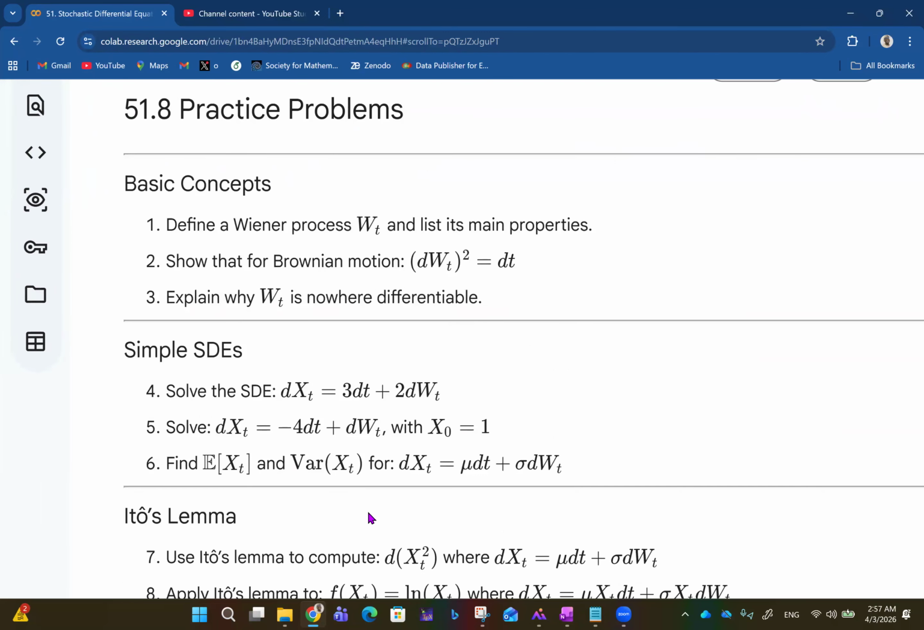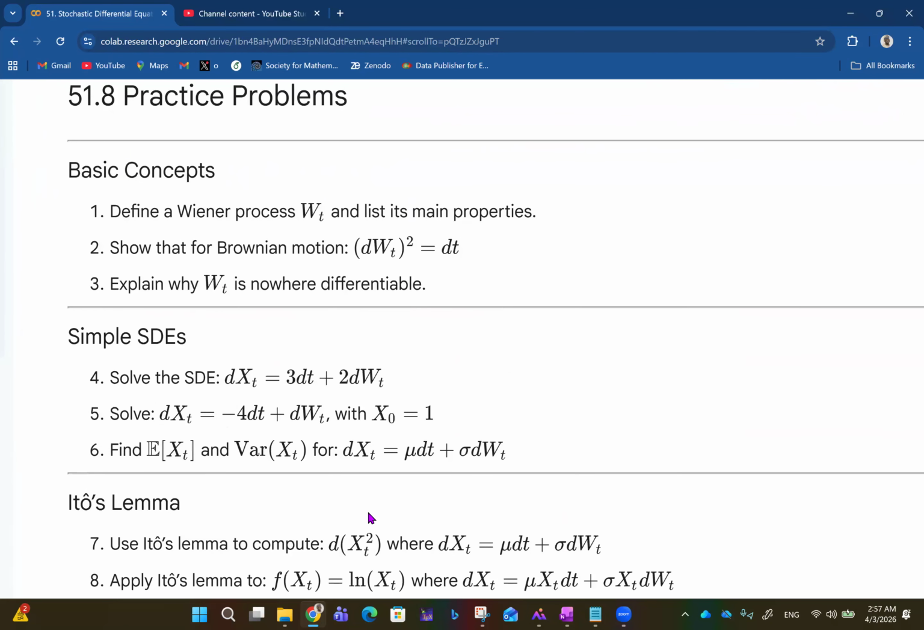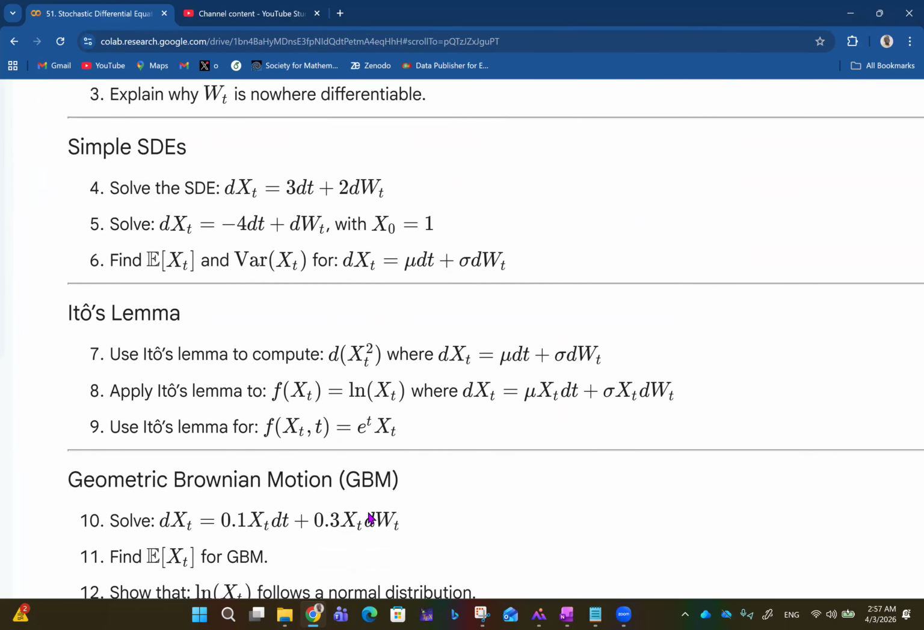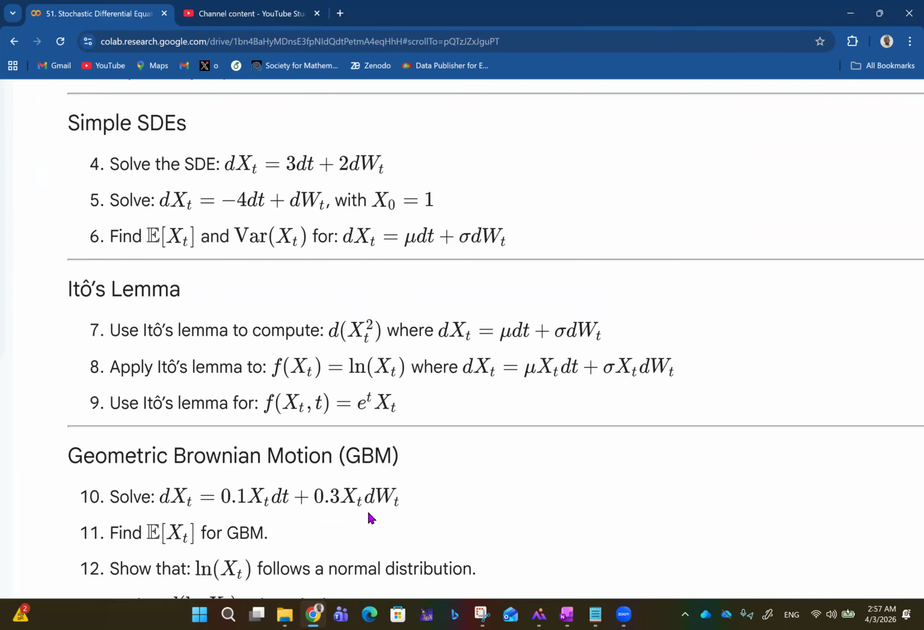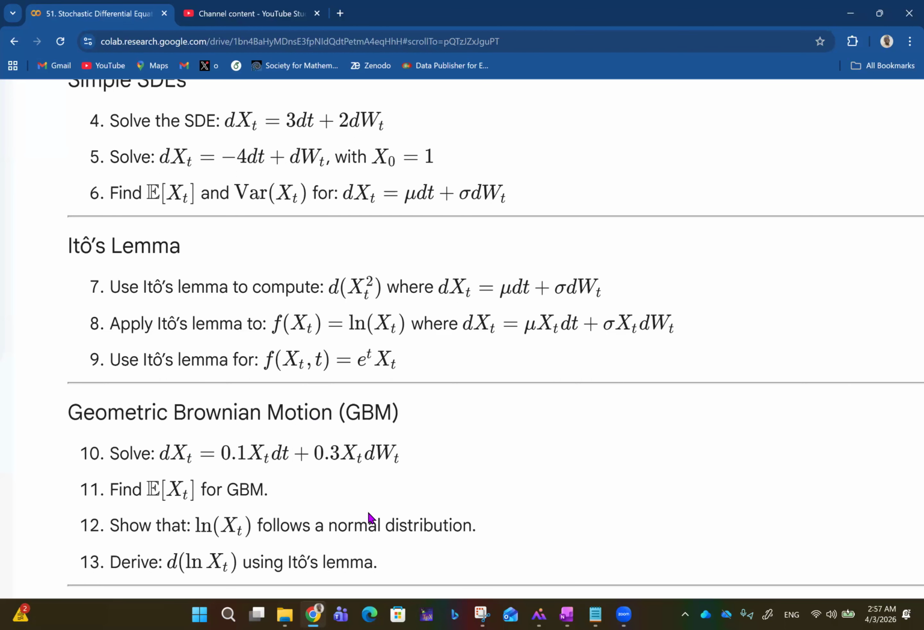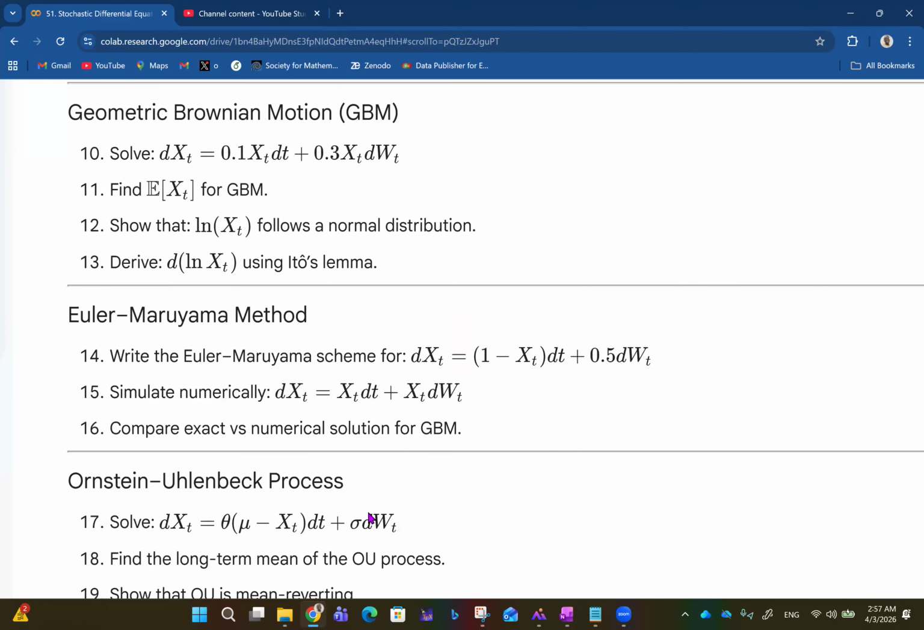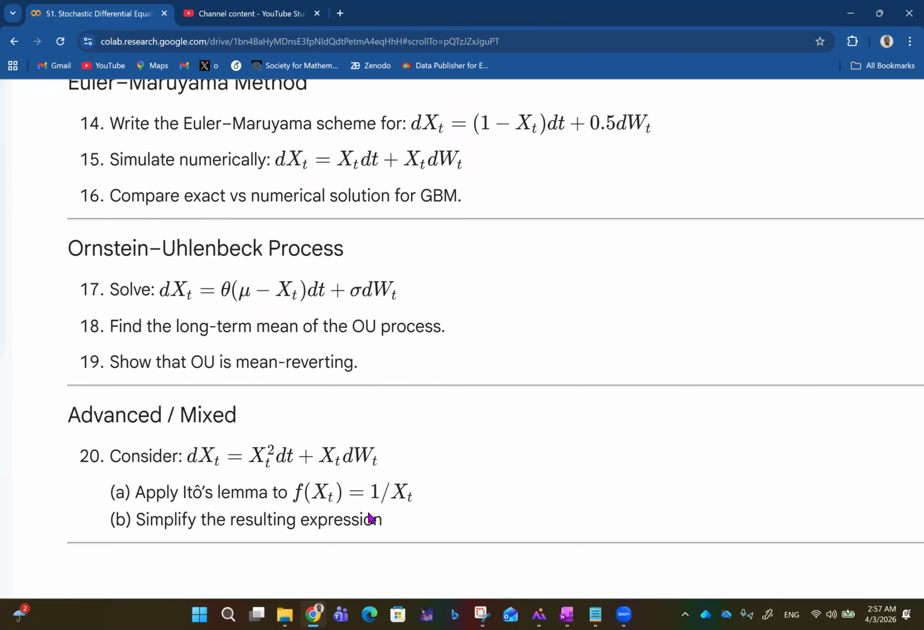So we have some practice problems here. I'm going to pick one or two of them to solve. So question 10 and then question 20. Question 10 is solve dX of t equals 0.1 X of t dt plus 0.3 X of t dW of t. And of course, we have all these Euler-Maruyama things here.